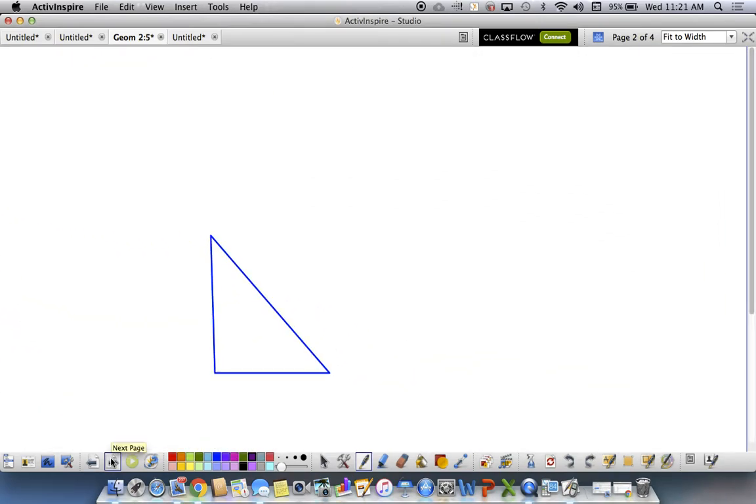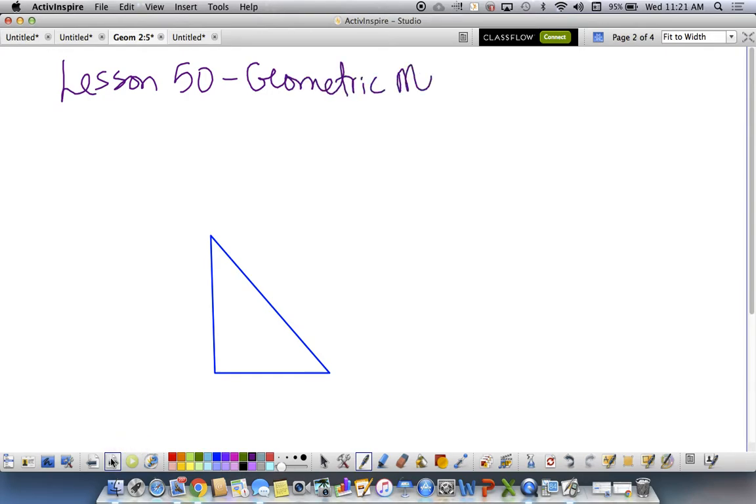Alright, so we're going to start, we'll ignore my triangle for a second. Lesson 15. The geometric mean. We're going to start with reading a theorem, and then we'll talk about what a geometric mean actually is. Okay? So theorem 50-1. Theorem 50-1. Can somebody read it for me?